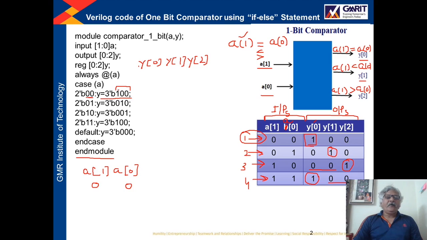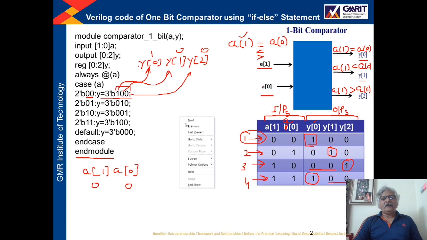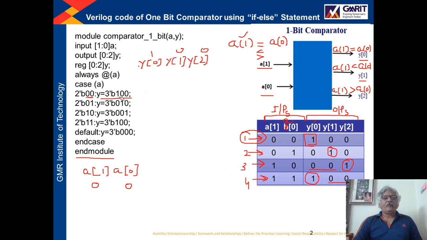How will the values be assigned? This 1 will be assigned to the MSB, this 0 is assigned to the middle element of y, and the last 0 is assigned to the LSB element of the vector. So in this way the value assigned to y will be 1 0 0. This is our requirement if A1 and A0 are 0. Okay, so the first condition is over.